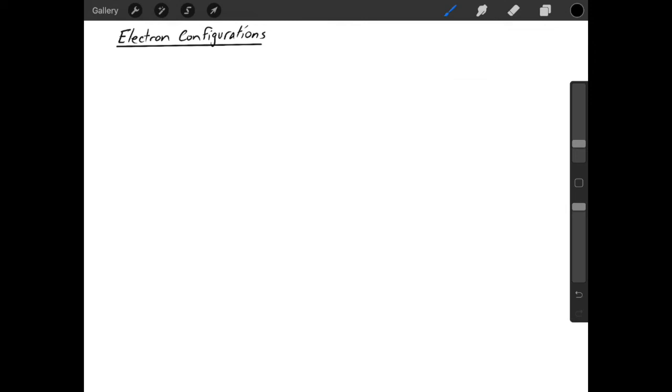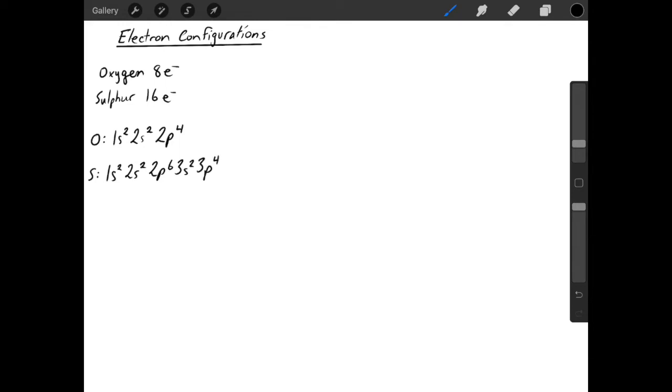We're going to explore electron configurations a little bit more. And to do that, we're going to consider the electron configurations for two different atoms, oxygen with 8 electrons and sulfur with 16. You can split these configurations into two different sections. You can split them into core electrons or valence electrons. And these are also known as inner shell or outer shell electrons.